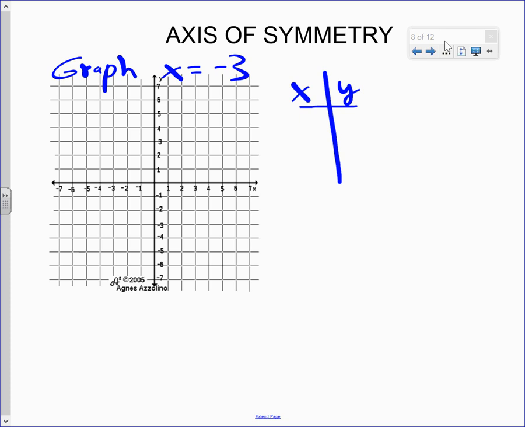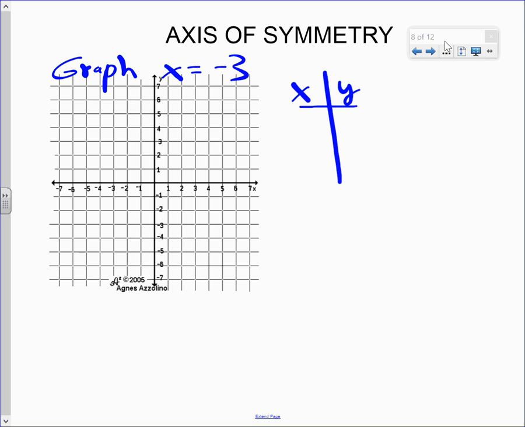Now, if I want to graph x equals negative 3, that's a weird equation because it doesn't have any y value. There's no y variable, but I'm making a table of values with a y. That's kind of weird. There's no y, but I have a table of values with a y. Watch this. This is a very special kind of line. X equals negative 3 means this.